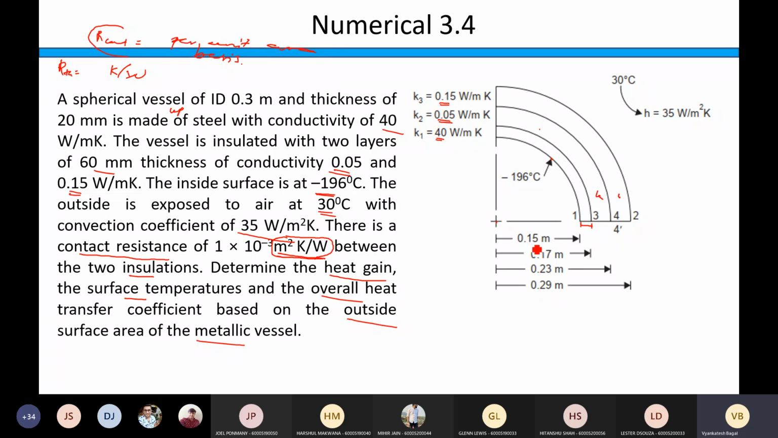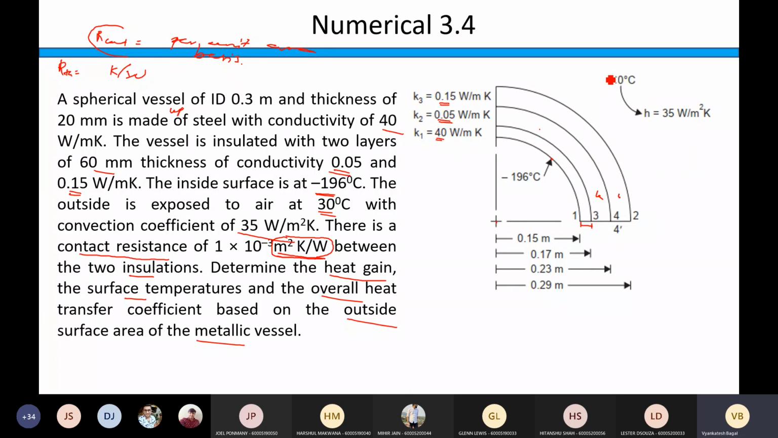All the radii are measured from the center, and they are specified here. The vessel has an inner diameter of 0.3 meter, so the inner radius is 0.15 meter, and the outer radius of the vessel is 0.17 meter. Then if you add the first layer, the radius goes to 0.23 meter, and if you add one more layer, the total radius is 0.29 meter. This is how the dimensions should be specified.